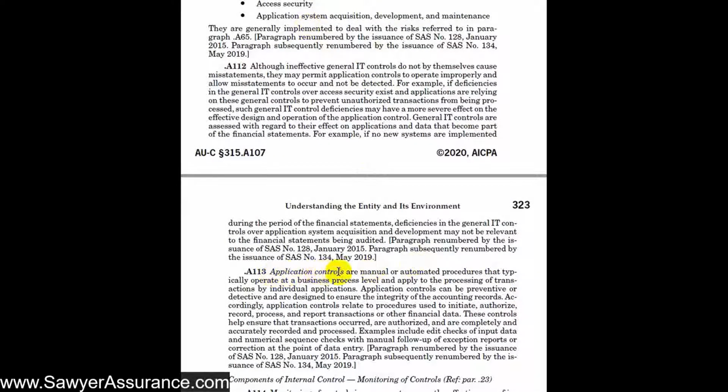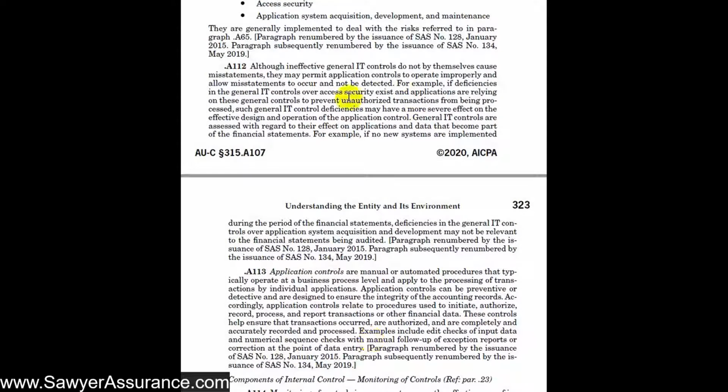Now we discuss the application controls. Those could be either manual or automated, and they operate at the business process level and apply to processing transactions by the individual application. Application controls relate to procedures used to initiate, authorize, record, process, and report transactions or other financial data. They help ensure that transactions occurred, are authorized, complete, and accurately recorded and processed. That might include edit checks of input data and numerical sequence checks, with manual follow-up of exception reports or correction at the point of data entry. So these are controls that ensure that the data going into the system is appropriate.